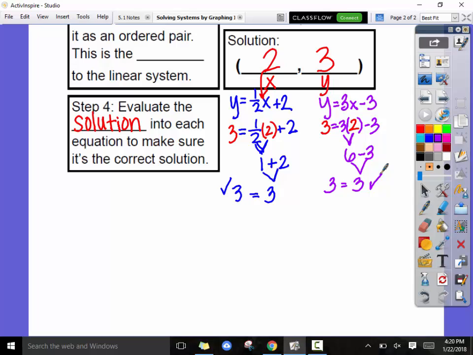Since the ordered pair (2, 3) worked in both equations, that means not only did I graph it right, but I also got the right solution point. Go ahead, put this in your notebook on the next page, and the title is Solving Systems by Graphing. Then bring your notebook to the guest teacher so that they can check it, and you can move on to the next step.